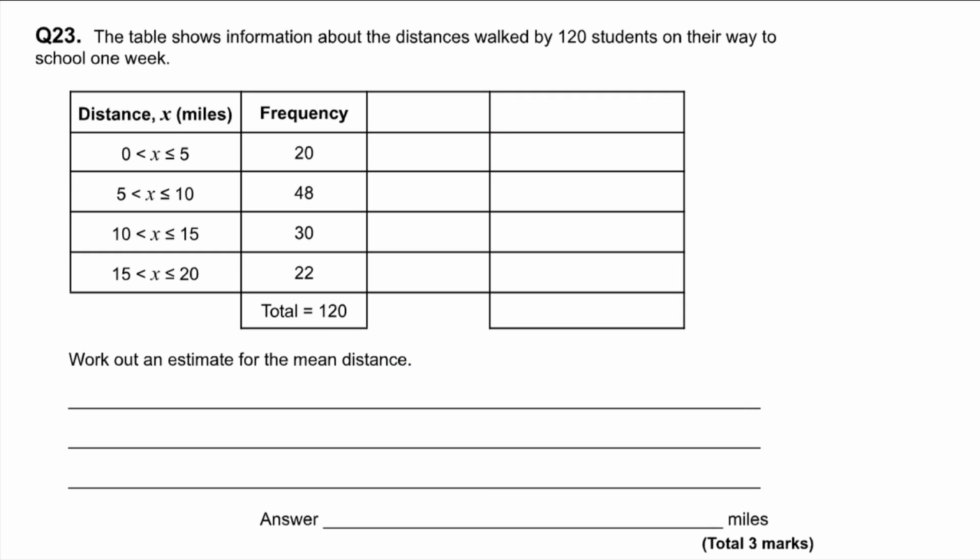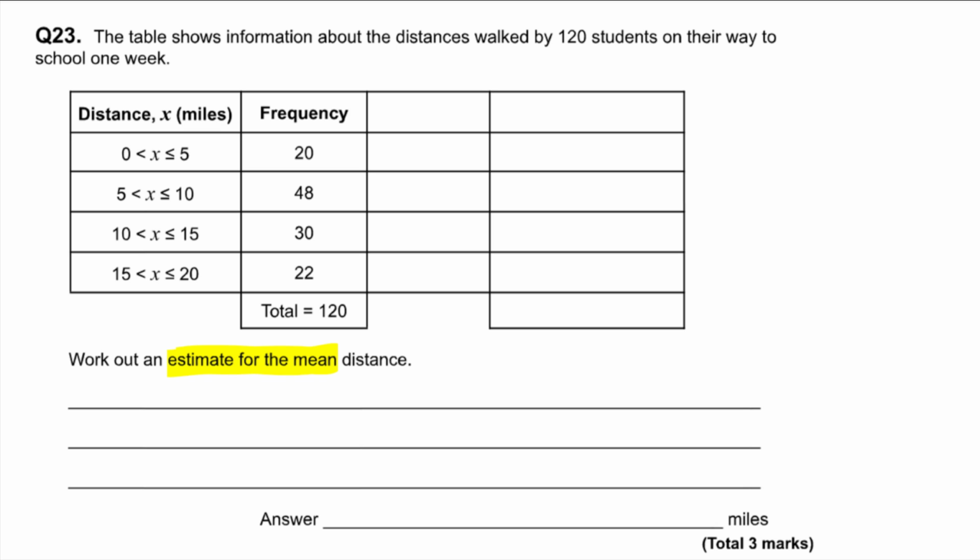Question 23, the table shows information about the distances walked by 120 students on their way to school one week. Okay, so the distance to school is in the first column, 0 to 5, 5 to 10, 10 to 15, 15 to 20. And we've got the frequencies of each of those distances, the number of students who walk those distances. Now we want to estimate the mean, the estimated mean. That means I need to make an estimate somewhere. And the estimate is the fact that you don't actually know exactly how far these students walked.